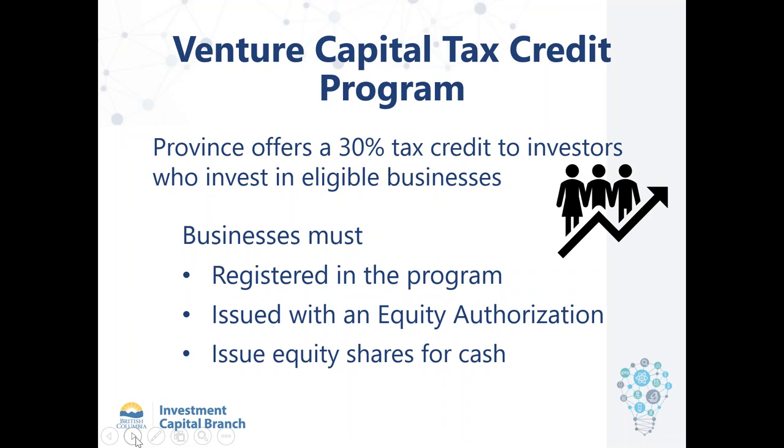And the final thing that the business must do is issue shares for cash. So the program is based on issuing equity shares or preferred shares or something called a convertible right, which is basically a contract for the company to receive cash from an investor for which the investor will be issued shares at some time in the future.